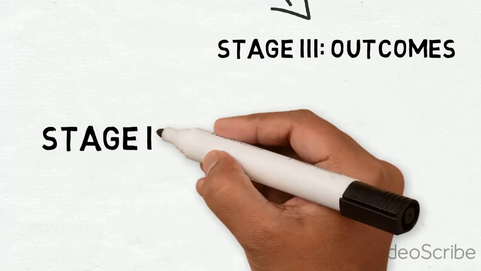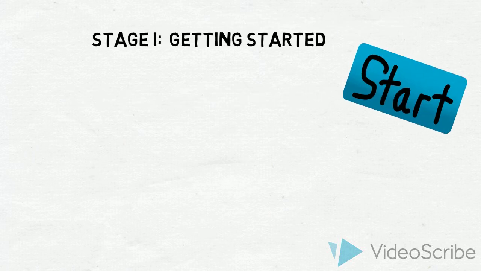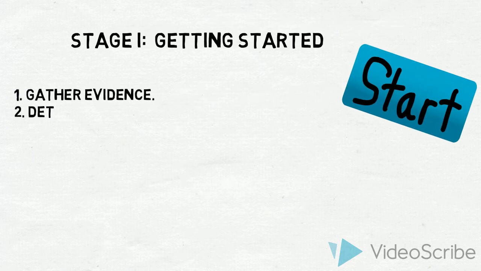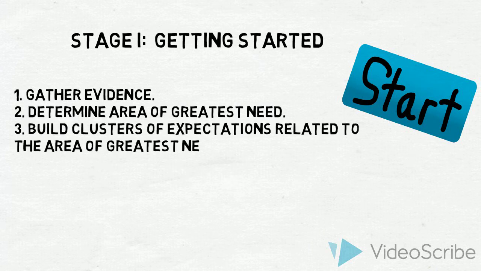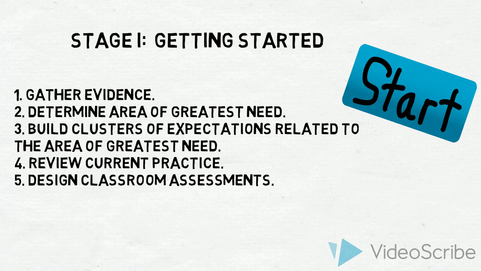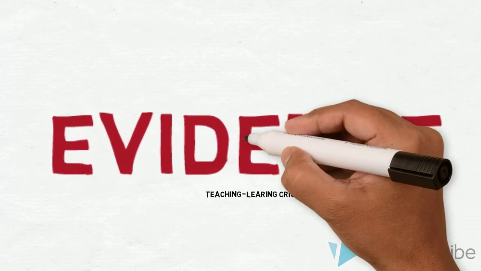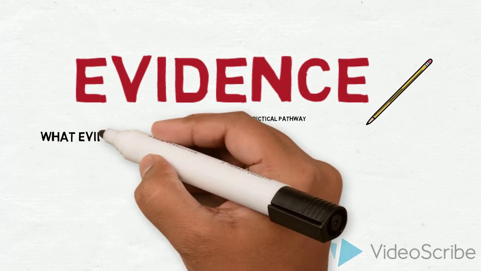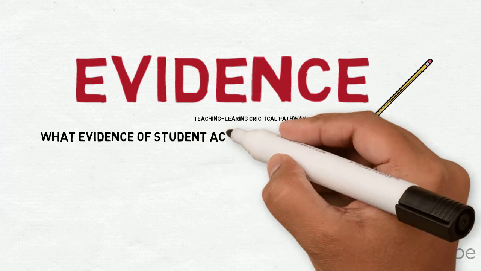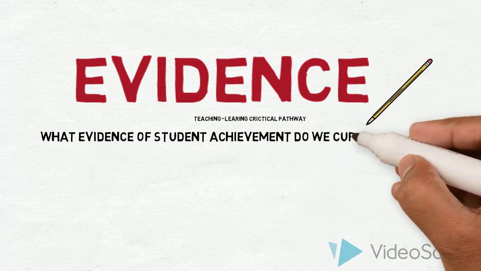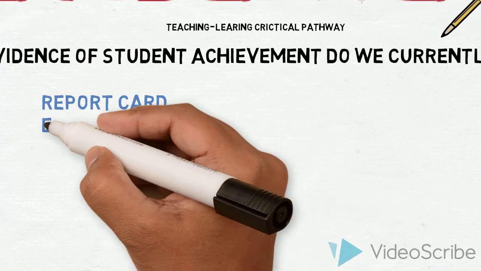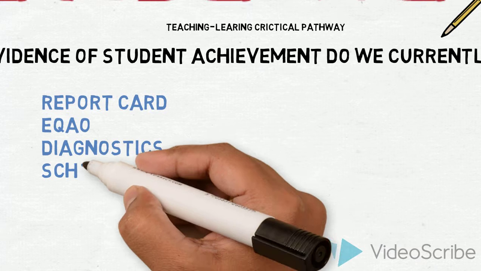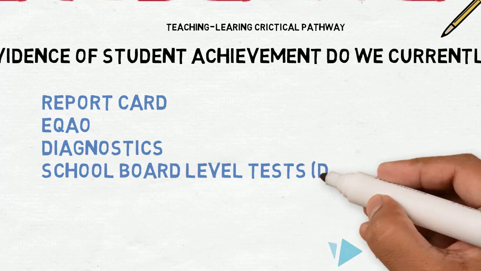Stage 1, getting started. It deals with gathering evidence of student learning, determining the area of greatest need, building clusters of expectations related to the area of greatest need, reviewing current practice, and developing classroom assessments related to a culminating task. Evidence. First, gather evidence by asking yourself, what evidence of student achievement do you currently have? This can be EQAO scores, report card marks in reading, or board-based diagnostic assessments such as DRA, CASI, or running records. Ask, what is the area of greatest need?